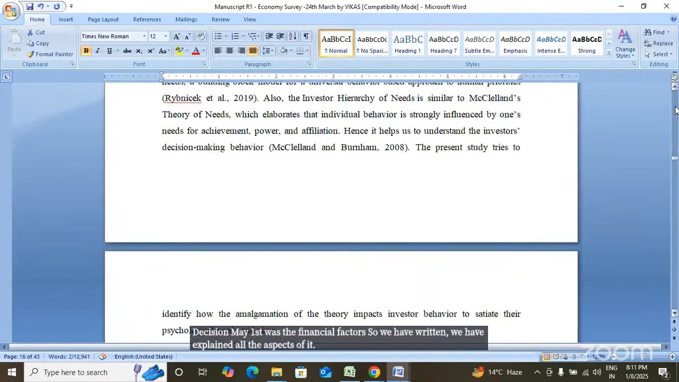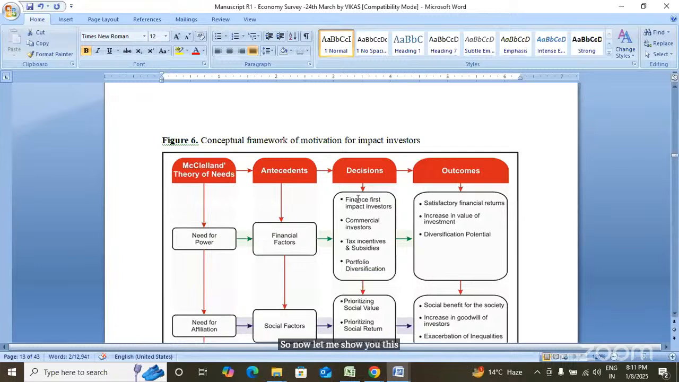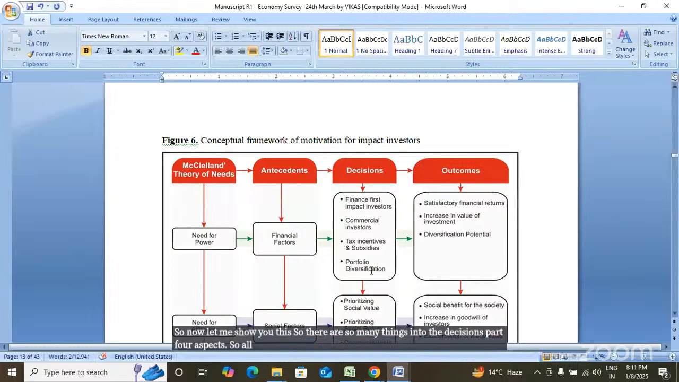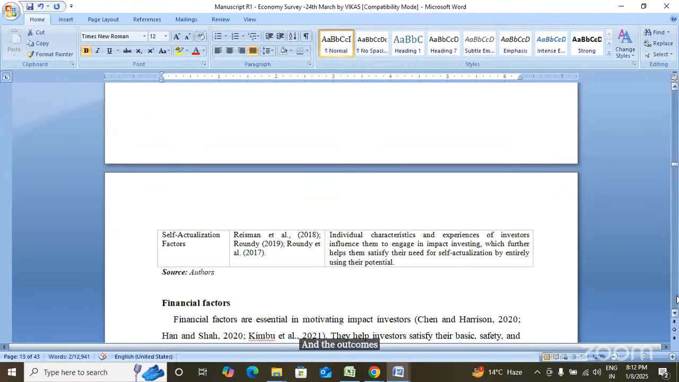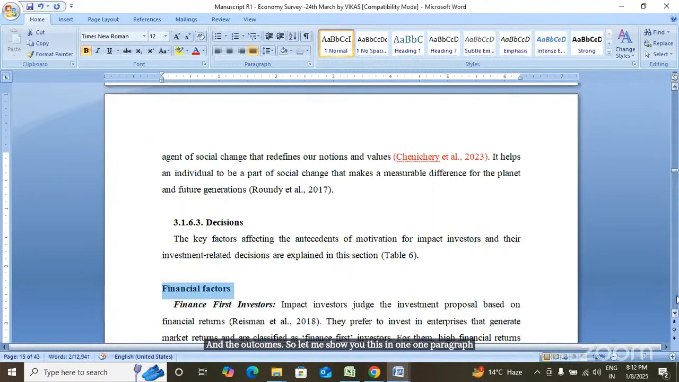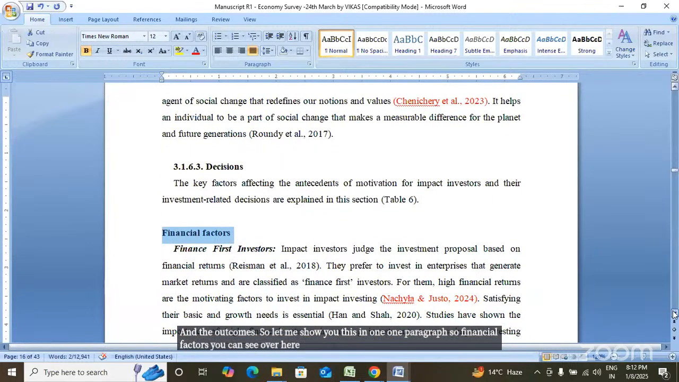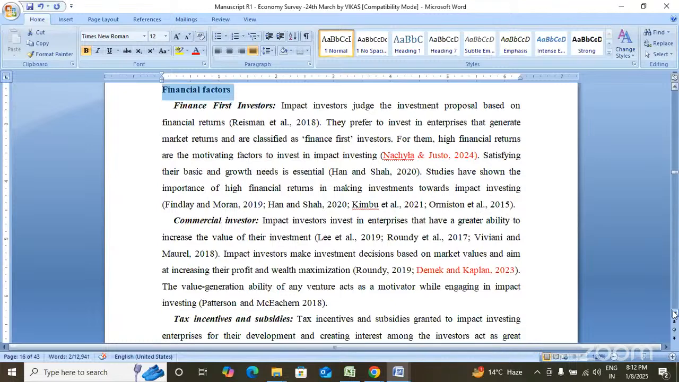So now let me show you this. So there are so many things in the decisions part. Four aspects. So all these four aspects we have explained later on. Even in the outcomes, all the three parts have been explained. Similarly for the social factors and the outcomes. So let me show you this in one paragraph. So financial factors, you can see over here. Can you see? So these are the financial factors, one paragraph about each one of them.